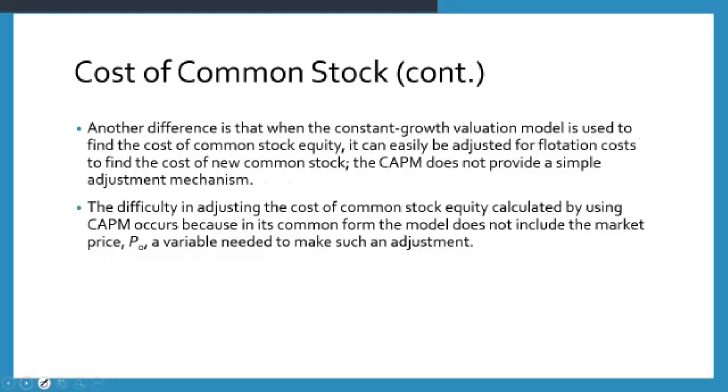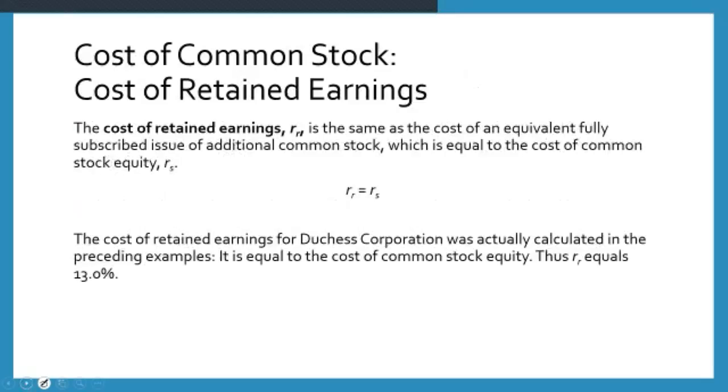Another difference is that when the constant growth valuation model is used to find the cost of common stock equity, it can easily be adjusted for the flotation cost. To find the cost of new common stock, the CAPM does not provide a simple adjustment mechanism because we just take the risk-free rate. We don't use the cost of the stock. The difficulty in adjusting the cost of common stock equity calculated using CAPM occurs because, in its common form, the model does not include the market price variable needed to make such an adjustment.